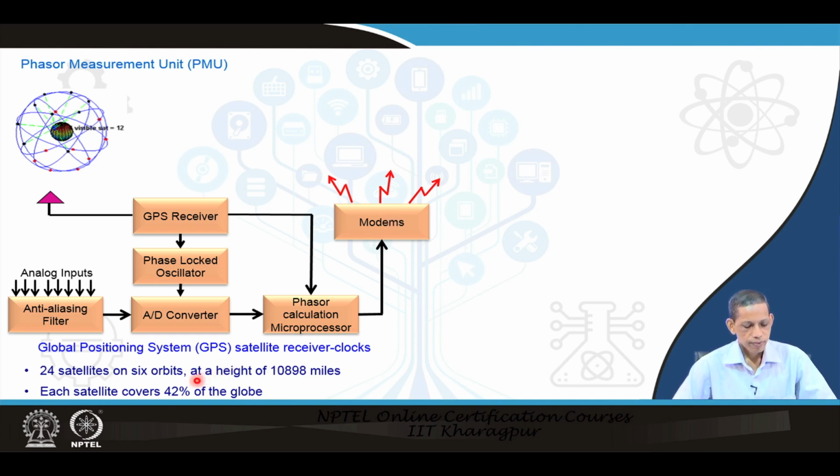In general, 24 satellites are there, with more redundant ones also, on 6 orbits. Each satellite covers 42%. Therefore, from this satellite information, the time of this device is being updated every second.